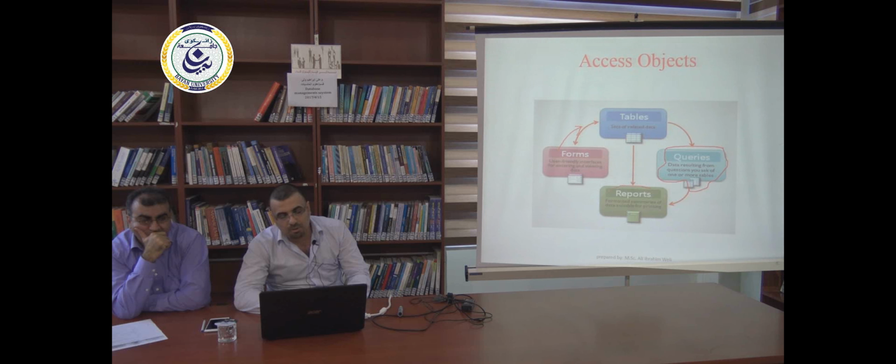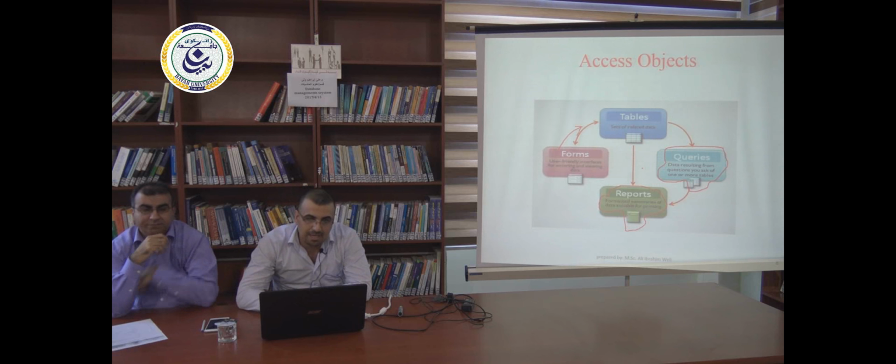Report is the fourth part of the Microsoft Access objects. Reports are used to display and print the data from the table. So we can say a form is used to insert or input data into the table, and a report is used to output or print the data from the table.